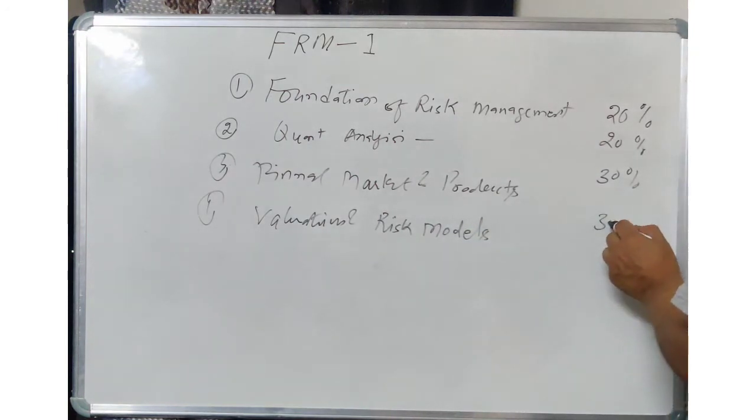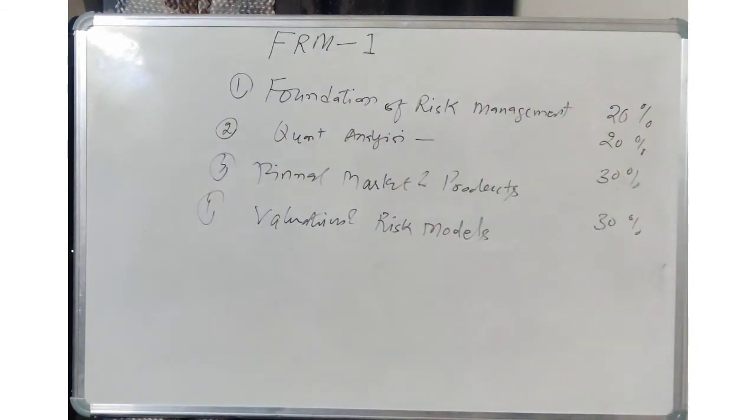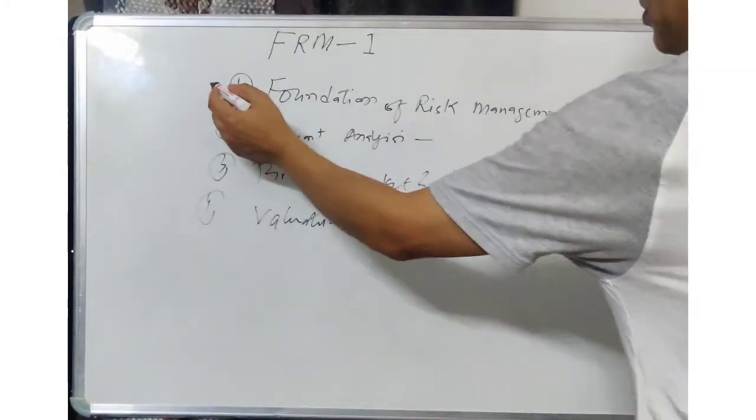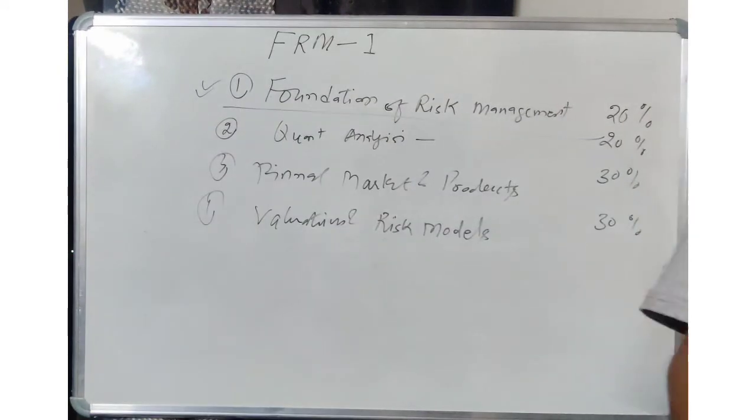So therefore we can clearly understand that financial markets and products and valuation and risk models carry almost 60% weight, but we have to give equal time to all the four topics because we have to clear all the four topics individually when we appear for the FRM examinations. We cannot escape any topic, and for clearing the exam we have to clear all the four individually.